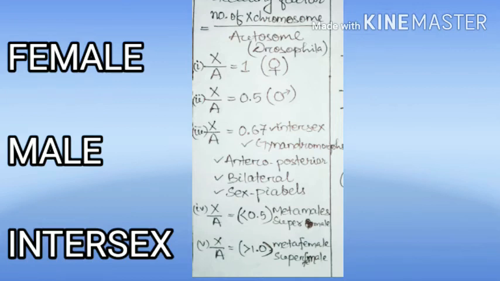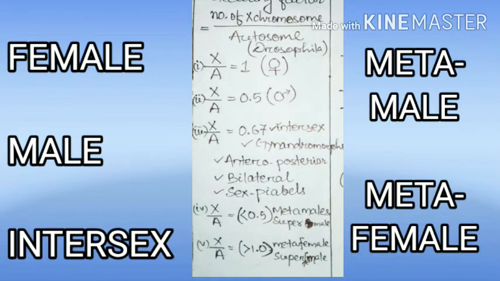If the ratio is equal to 1, then it is female. If the ratio is 0.5, then it is male. If the ratio is 0.67, it is neither male nor female, it is intersex. It may be called gynandromorphs, anteroposterior, bilateral, and sex mosaics. If the ratio is less than 0.5, then it can be metamales or supermales. If the ratio is higher than 1, then these are called metafemales or superfemales.